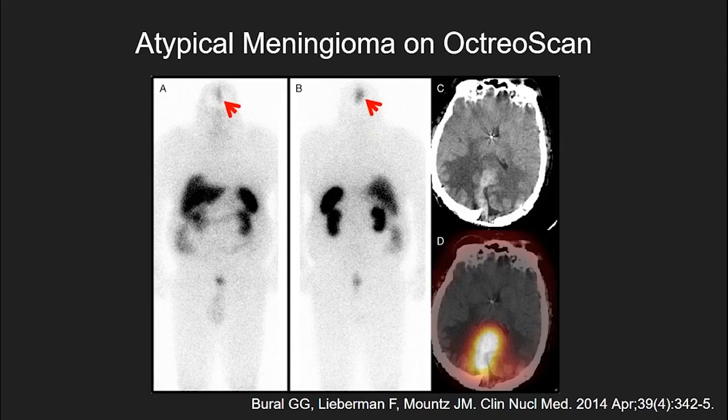This is an example from Burrell et al. that demonstrates a recurrent atypical meningioma that was found on an octreoscan. Whole body imaging demonstrates a linear midline mass overlying the skull. When we add the power of SPECT-CT to this, what we find is that this recurrent meningioma mass overlies the posterior falx with surrounding parenchymal edema.